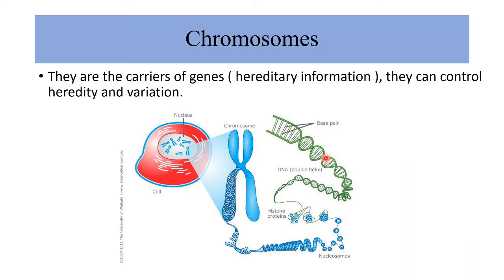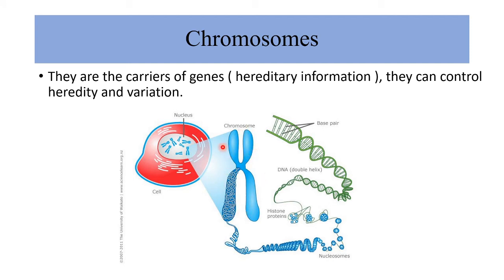Then what are chromosomes? Where is this gene located? Chromosomes are the carriers of genes or the hereditary information. They can control heredity and variation. In the cell's nucleus, the DNA molecule is tightly packed into thread-like structures called a chromosome.